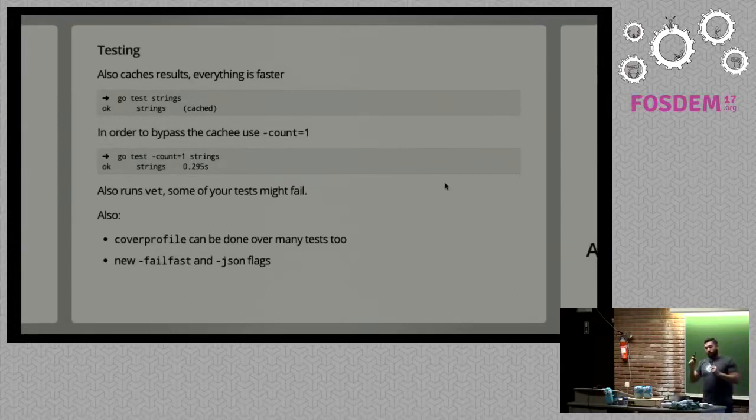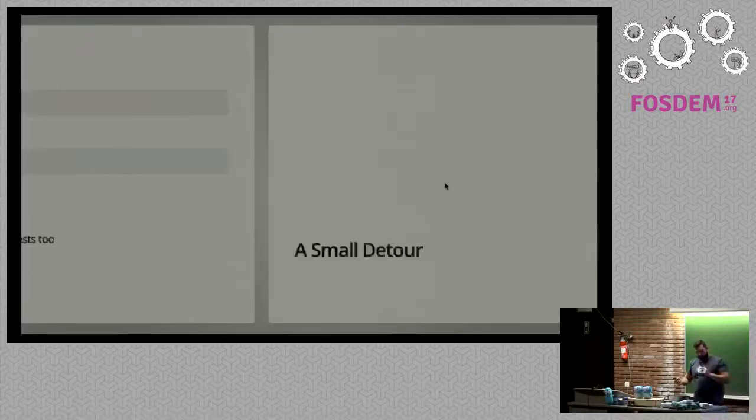What else? Cover profile now supports many packages at the same time, which is cool because it means that you can run your tests faster too. You can create one single coverage profile for all of your libraries, which is pretty nice. Also -failfast to stop the whole test suite when one fails, and -json, so you don't need to parse the output of tests anymore. You can just read JSON, which is nice. And that's pretty much it.